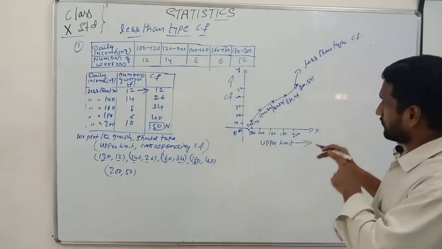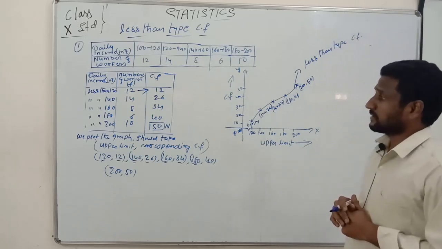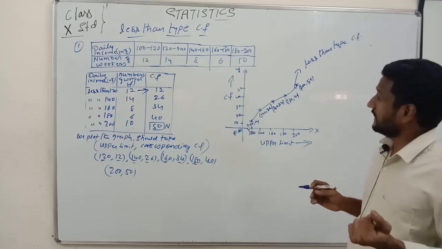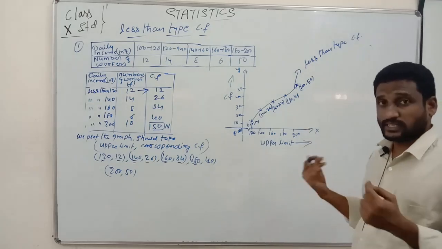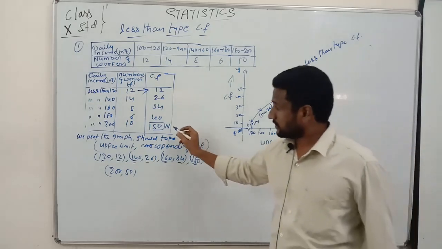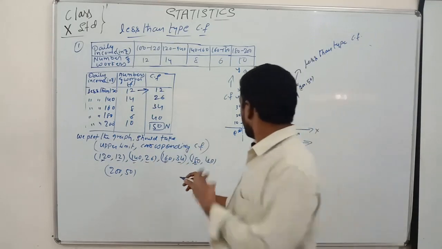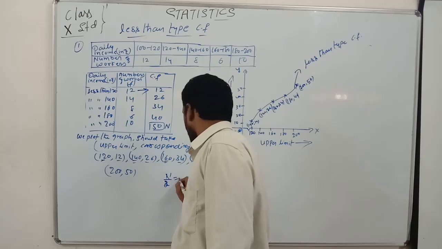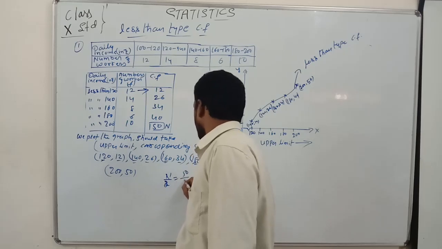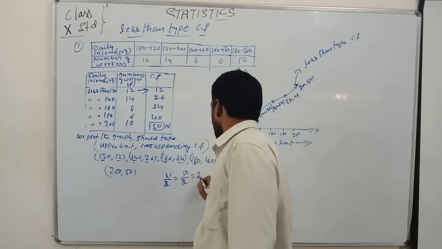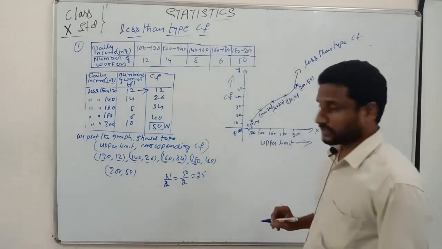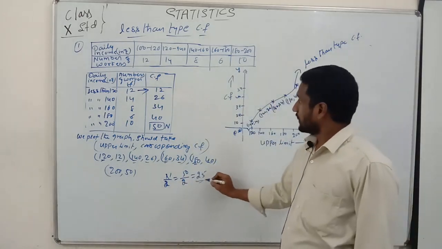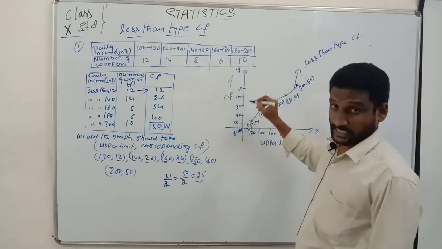In the less than type you can also get the median. How to get the median in a less than type or more than type? I know the n value, so you take n by 2. That is 50 divided by 2, equal to 25. That 25 is on the y-axis.